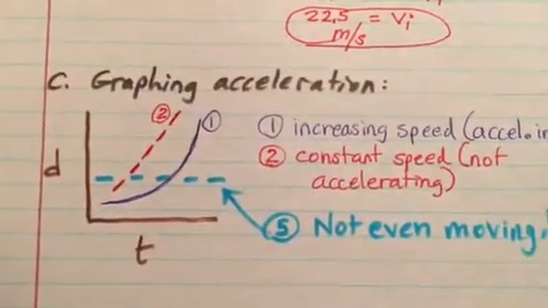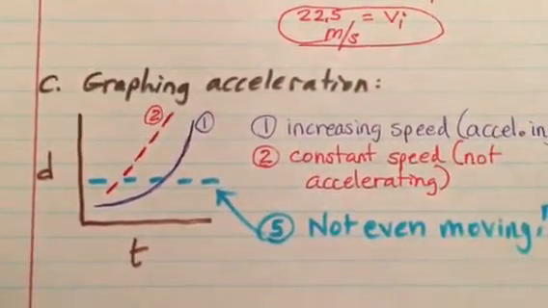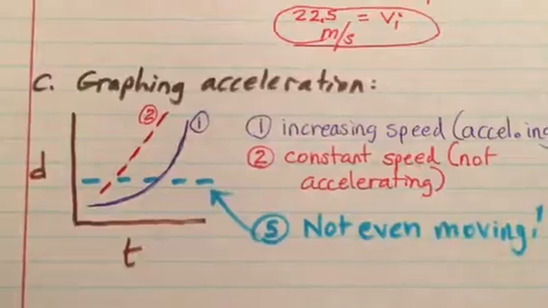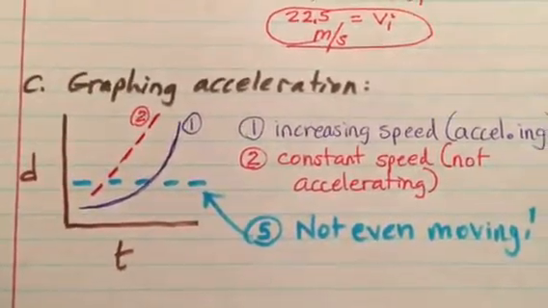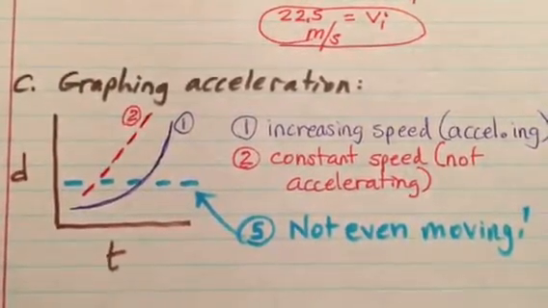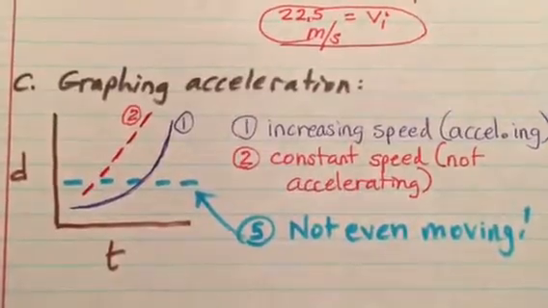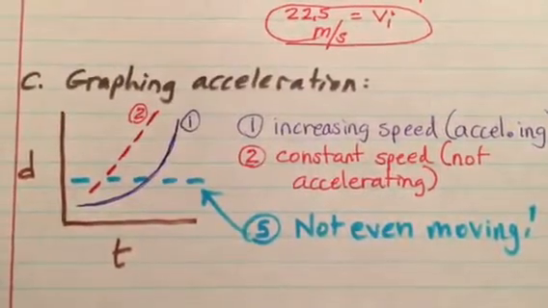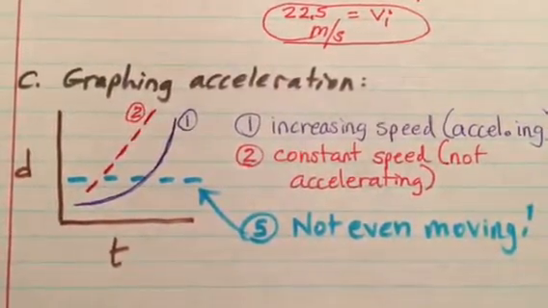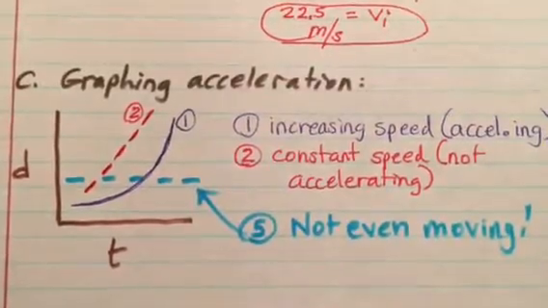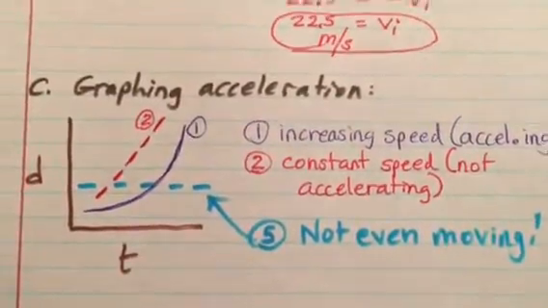Number 2 does not show increasing speed, it shows increasing distance, and the distance is increasing in a constant way so that the acceleration is 0. There's no acceleration there, and it's a constant speed. The number 5 shown here, the 0 slope on this means that it's not even moving. There's no speed because the distance isn't changing.